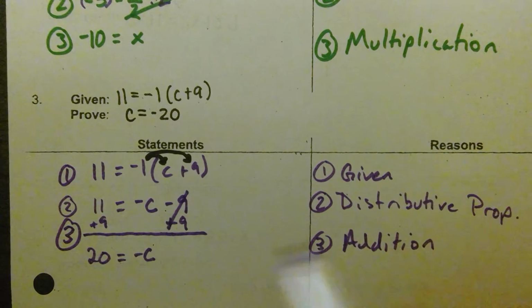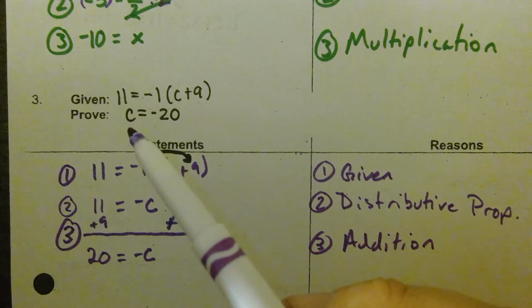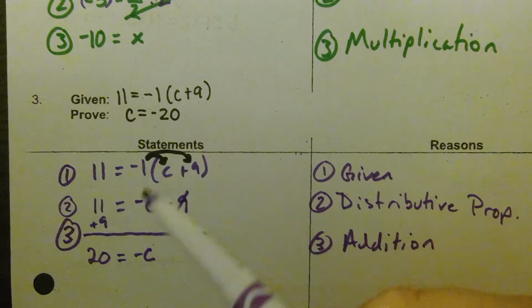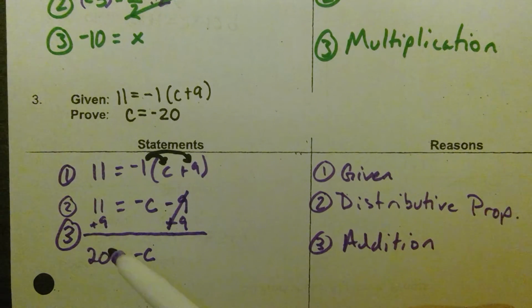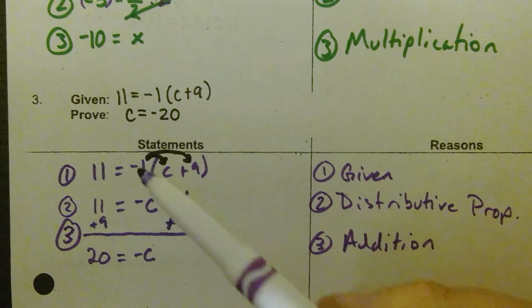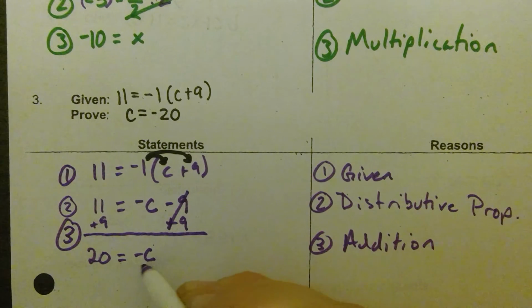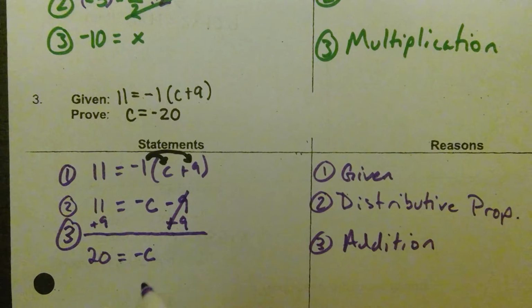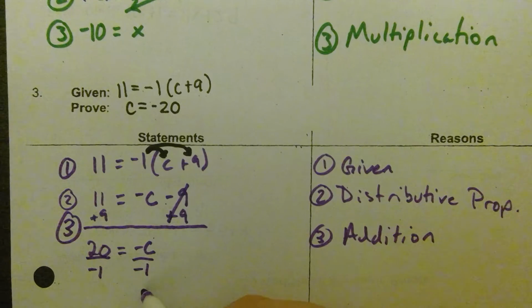All right, now I see something here. We've got a little situation going on. We've got 20 on the left side, but we've got negative c on the right side here. So we're going to have to do a couple things. First off, we always want our variable to be positive at the end, as we're trying to prove a positive c. So if we've got negative c, we want to make it a positive. We can think about this negative 1 that we multiplied times c up here. So we're going to have to divide by negative 1 on both sides. And that's going to give us a positive c equals negative 20.